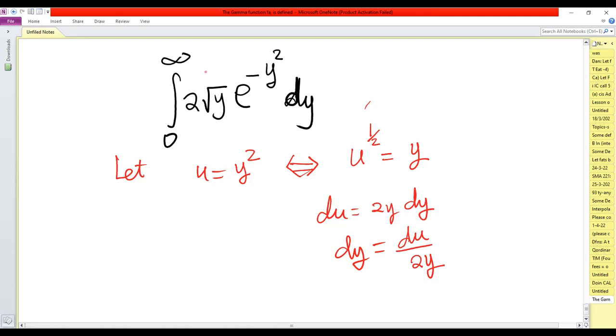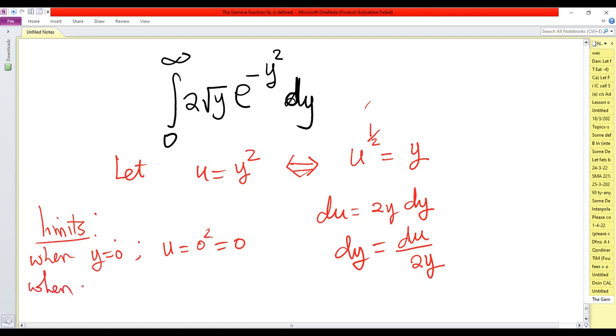So I rewrite this one as an integral. Now let's see, before you do the rewrite, whether the limits are changing or not. So when y is 0, then u will be given by 0 squared, which is 0. So the lower limit doesn't change. And when y is infinity, u will be infinity squared, which will also still be infinity. So the limits are unchanged.